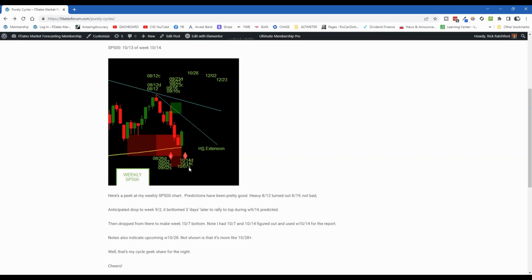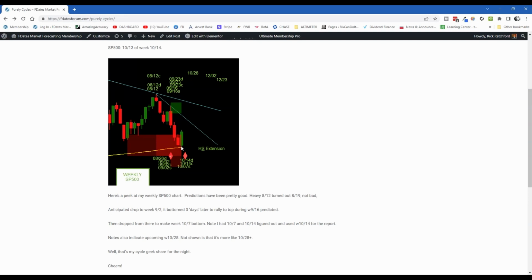You see 10/7 and 10/14. Well, 10/7 made a bottom on this moving average here. I think that's a 200. I can't recall what I have on the chart there. That may be a 200. You can always plot it on yours and confirm what moving average that is, but it just nailed it right there.